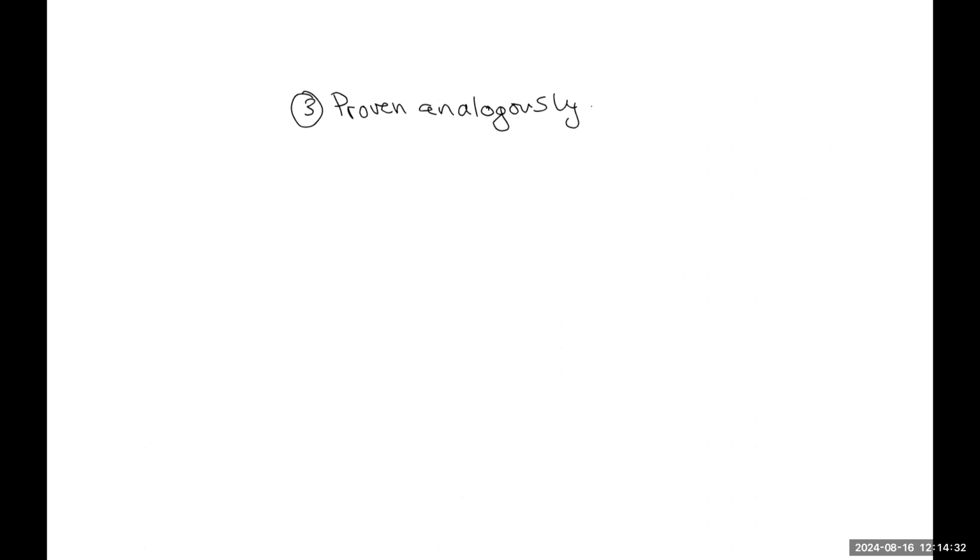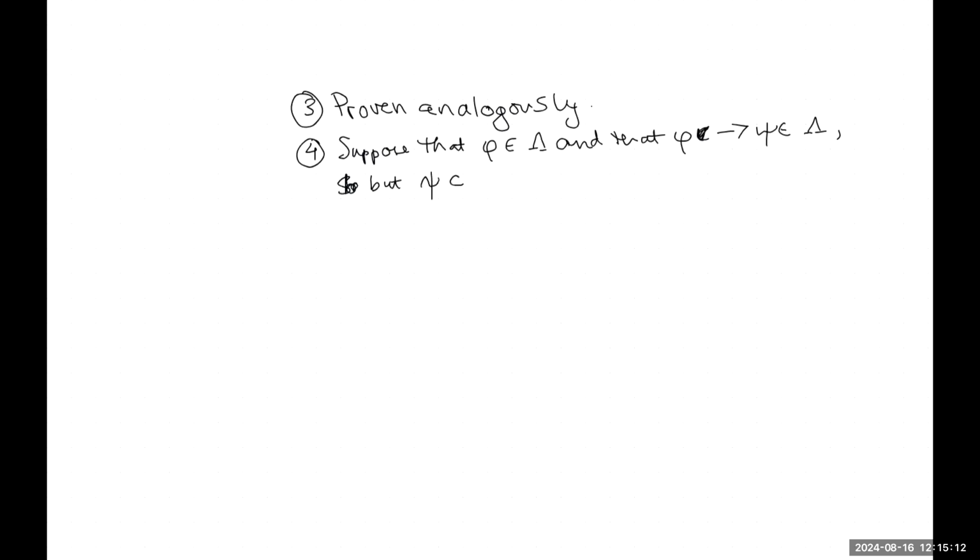The fourth one, because it's just an implication, it's not a bi-implication, is a little bit easier, but it's also a little bit more interesting. So because it's a conditional, we will start off by supposing that the antecedent is true. So we suppose that phi is a member of lambda and that phi implies psi is in lambda. And then we want to show that this means that psi must be in there as well. So we start off by assuming that it's not and deriving a contradiction. But that psi is not a member of lambda.